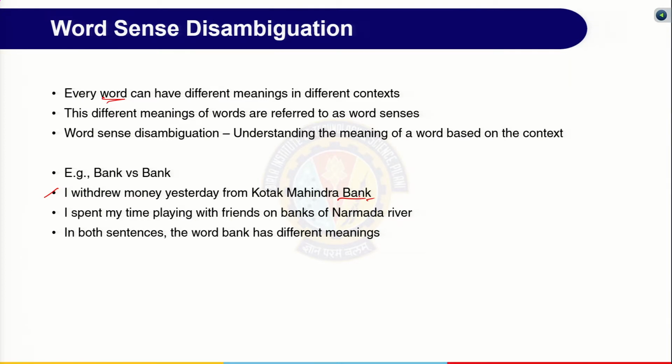Then there is another sentence where I say, "I spent my time playing with friends on the banks of Narmada River." If you have observed keenly, we have a usage of the word bank in two different contexts. Even though the word is the same, the context has changed the meaning of this word completely. Whenever we have such a case, we call it word sense disambiguation. That means we need to understand the meaning of a word based on the context.